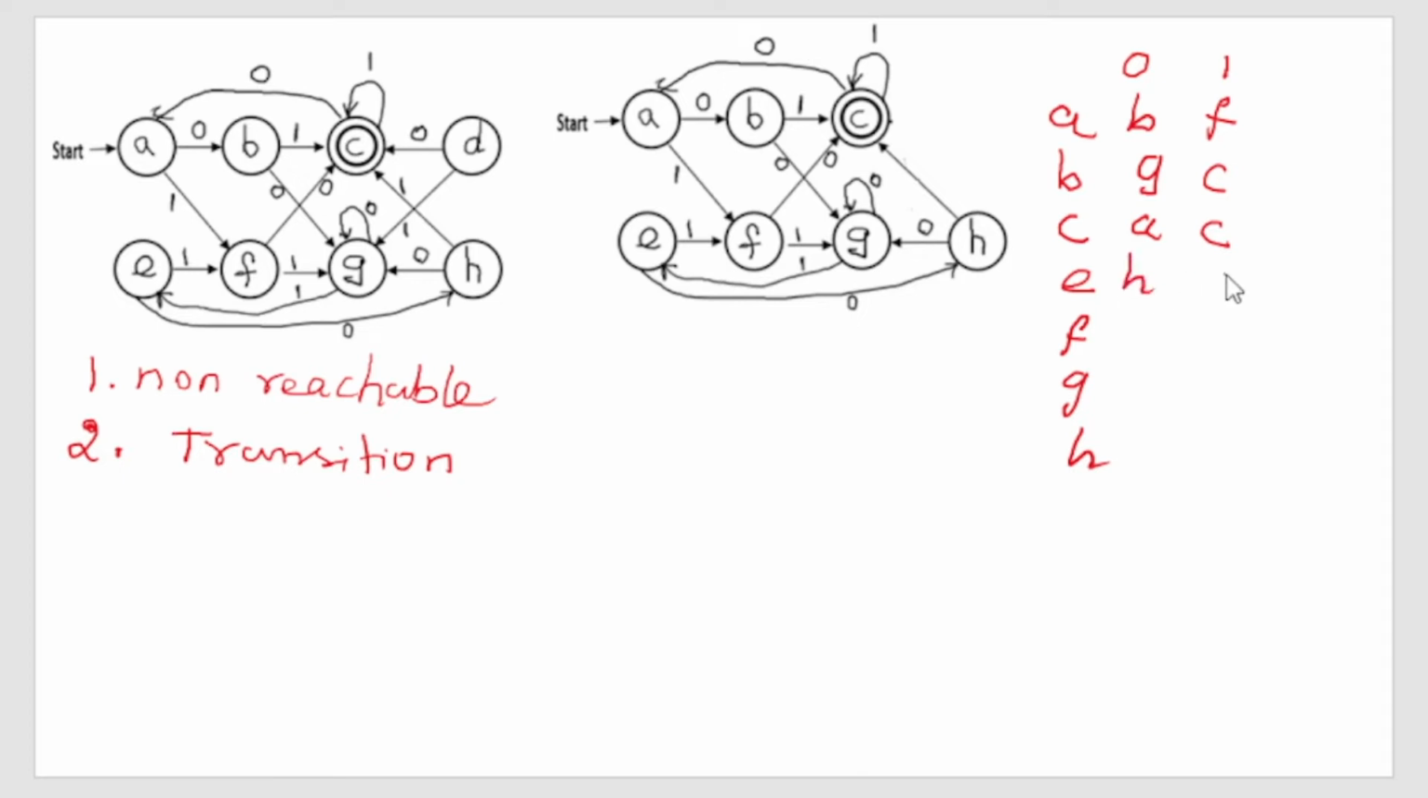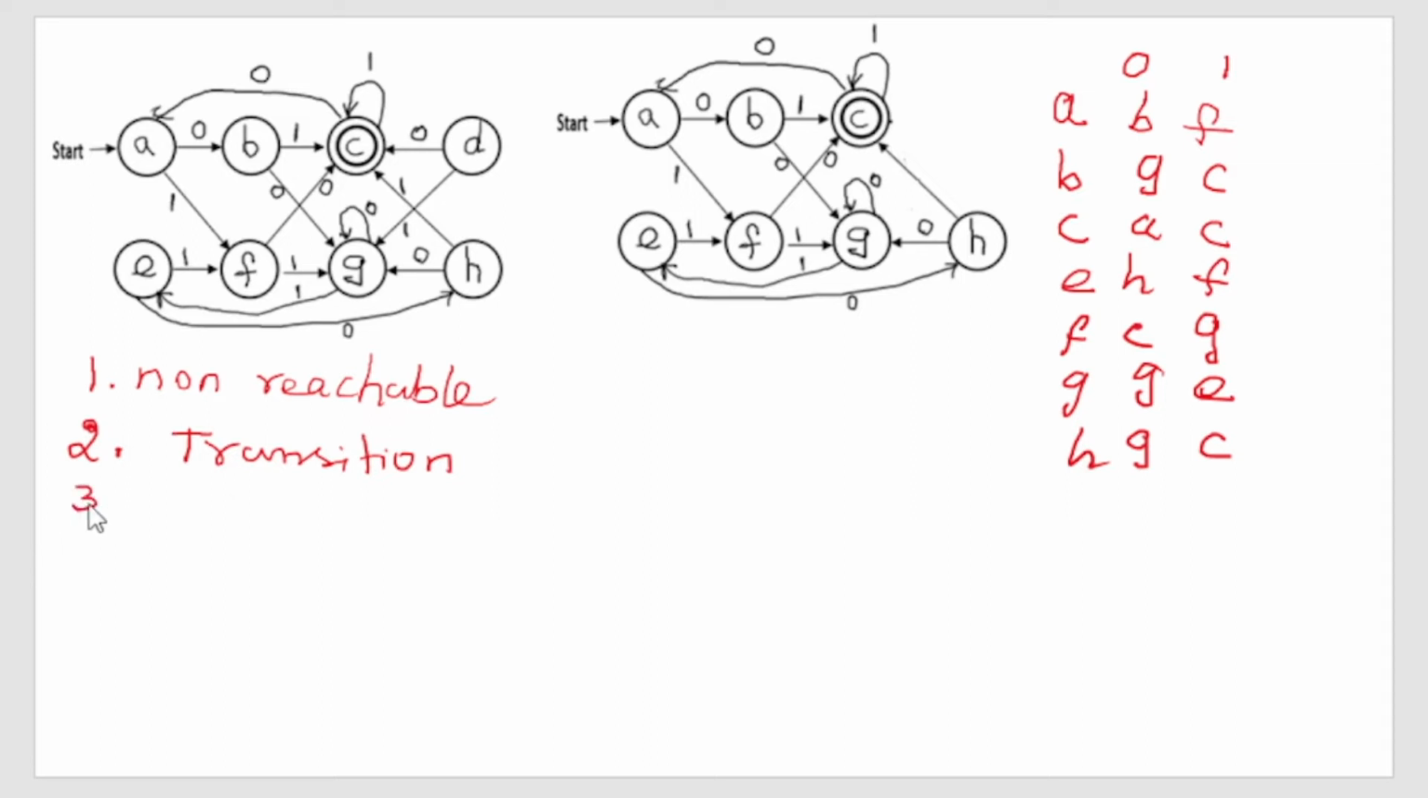For E, it reaches H and F. For F, it goes to C and G. For G, it reaches G and E, because G has an incoming 0 transition to the same state. And take H. For H, the transitions are G and C. So this is the transition table. Now let us go to the third step.